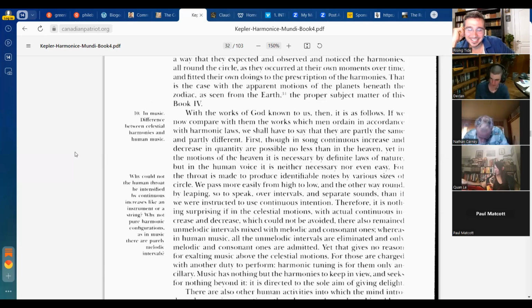That's funny. For those charged with another duty to perform, harmonic tuning is for them only ancillary. Music has nothing but the harmonies to keep in view, and seeks for nothing beyond it. It is directed to the sole aim of giving delight.